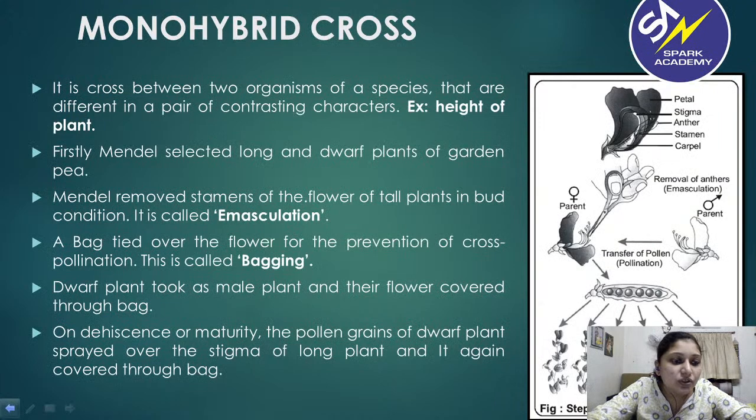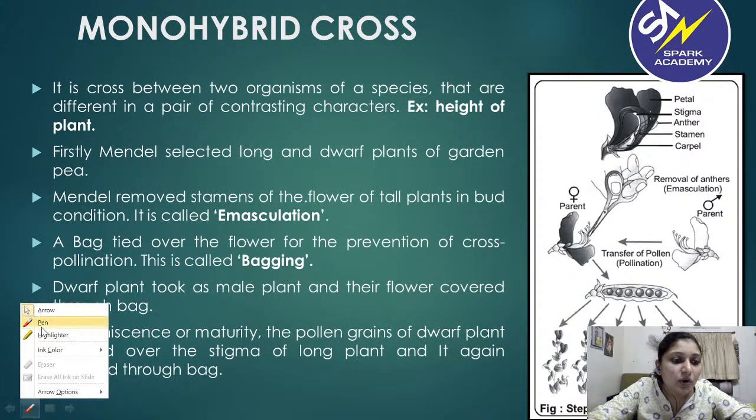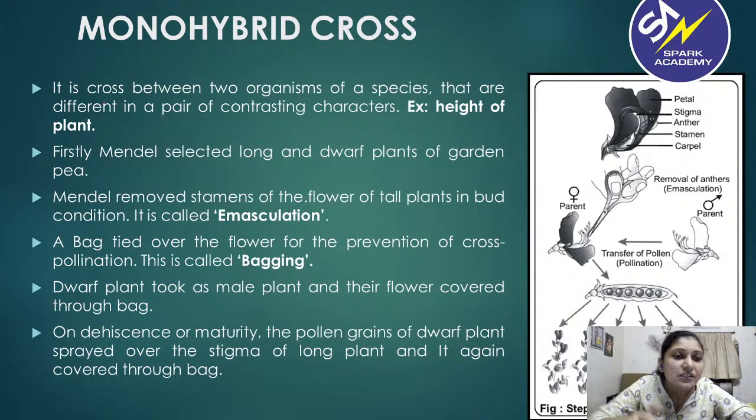Then, monohybrid cross. What is a monohybrid cross? It is a cross between two organisms of a species that differ in one pair of contrasting characteristics. Only one characteristic is selected, but it is contrasting. Height of a plant is the name of the characteristic. If it is dwarf or if it is tall, those are known as contrasting characteristics. First, Mendel selected tall and dwarf plants of the garden pea.